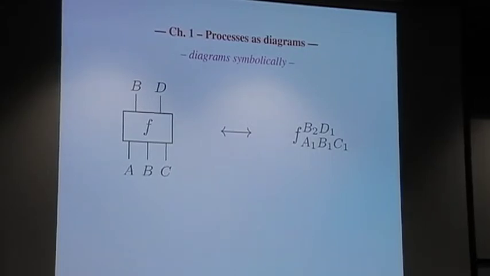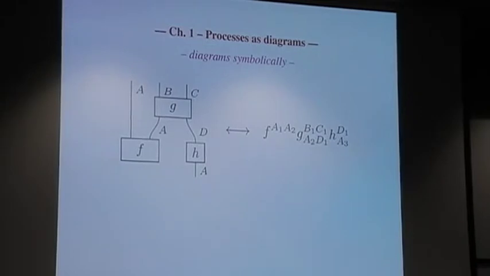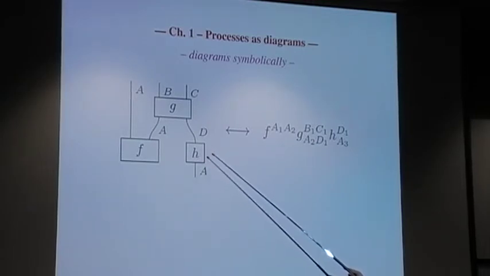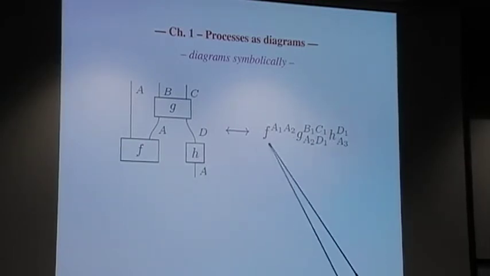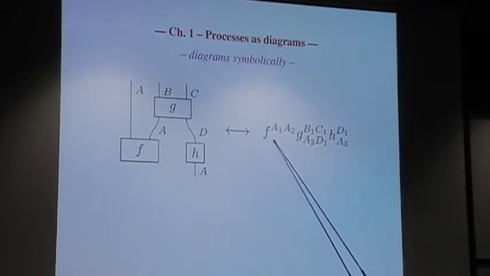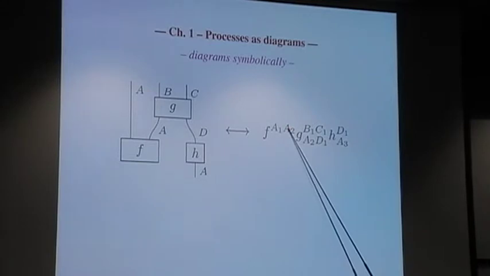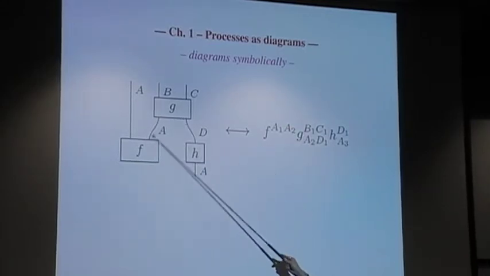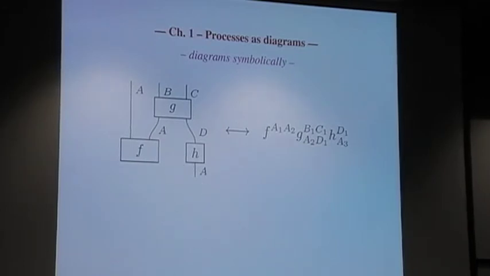Things become particularly hard to read if you go something like this. It's obviously immediately clear what it does if you see the diagram, and here it becomes a little bit of a mess. You see an A here and an A here, which then means F has an output which is called A and which feeds into G.